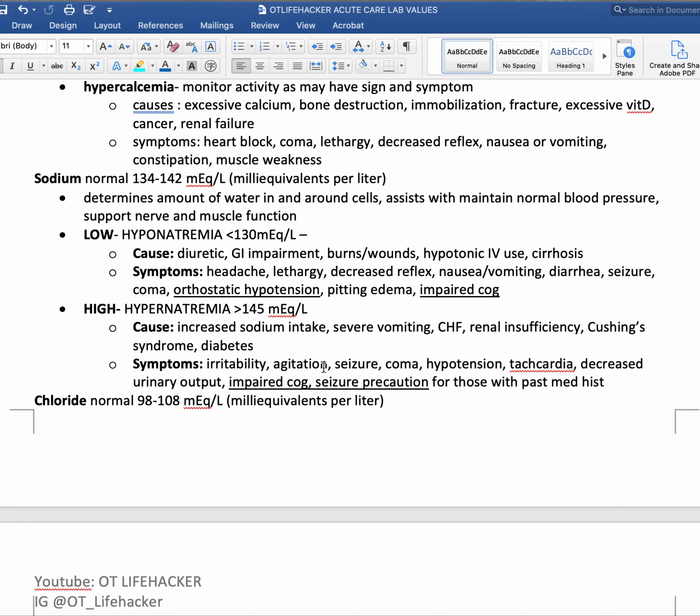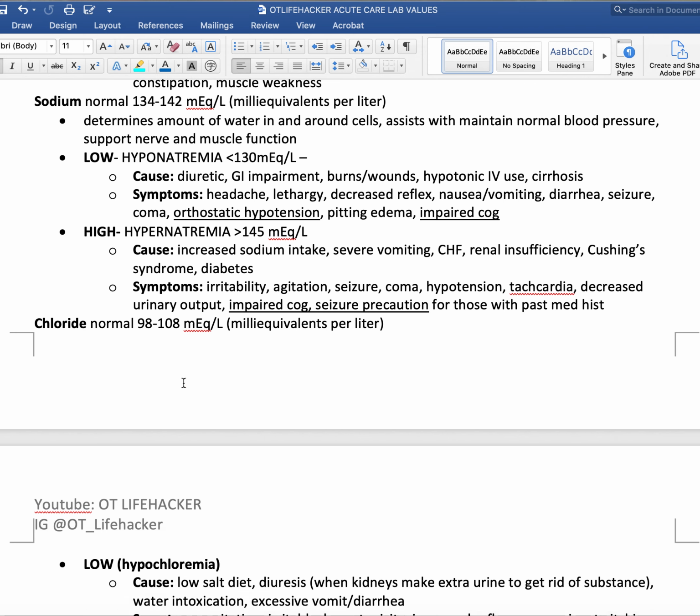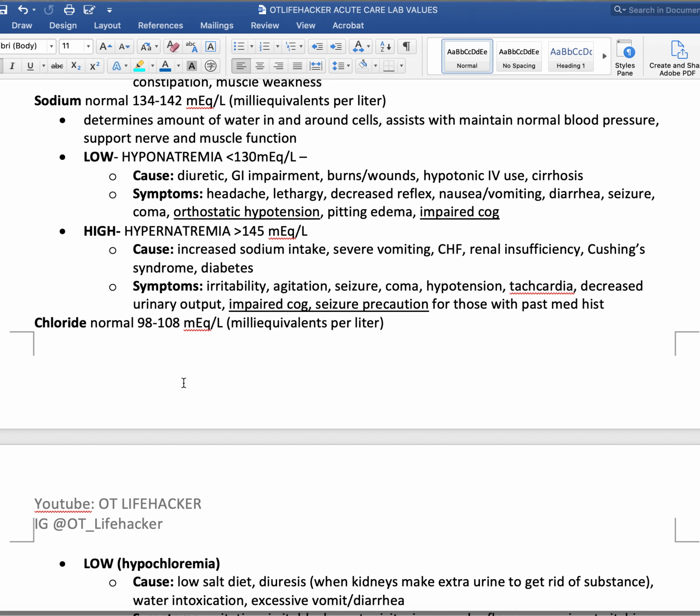Symptoms can be irritability, agitation, seizure, coma, hypotension, tachycardia, decreased urinary output, and important, the impaired cognition, seizure precaution, because if you see they have low sodium or high sodium, and you're seeing the patient and you do your ONA, the orientation and alertness, and you find that there's been changes in your results and scoring for that, well, it could be due to this lab value, the sodium. So again, it is so important to make sure you know the symptoms and what to look out for, because that's one of the important things to look for in the chart review for safe care.